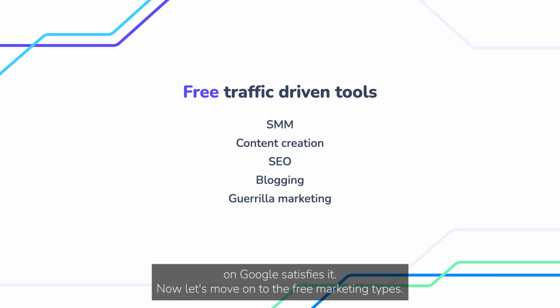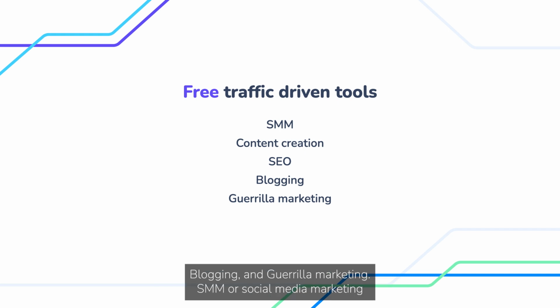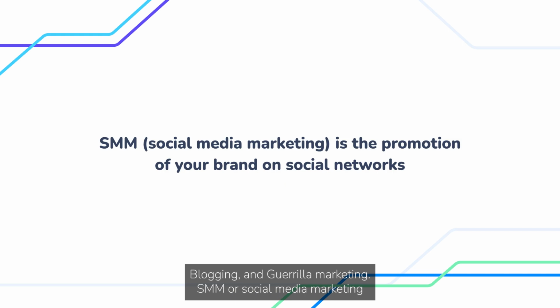Now let's move on to the free marketing types. These include SMM, content creation, SEO, blogging, and guerrilla marketing. So, SMM or social media marketing is the promotion of your brand on social networks.